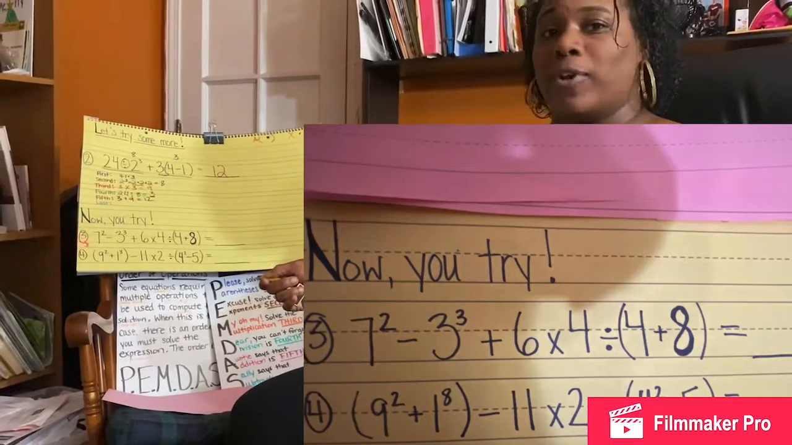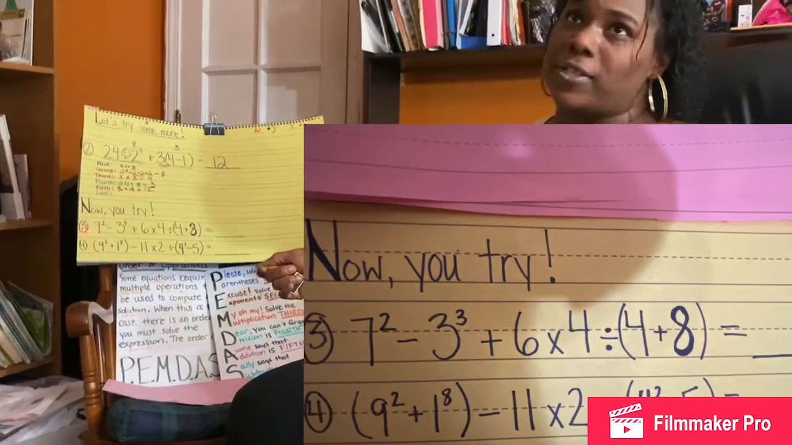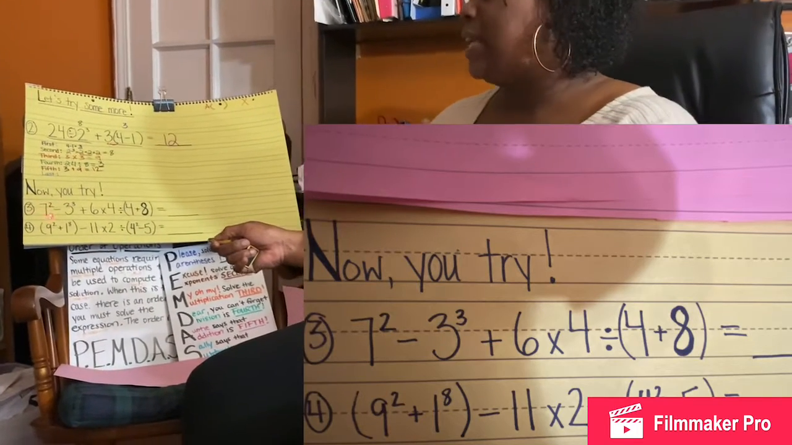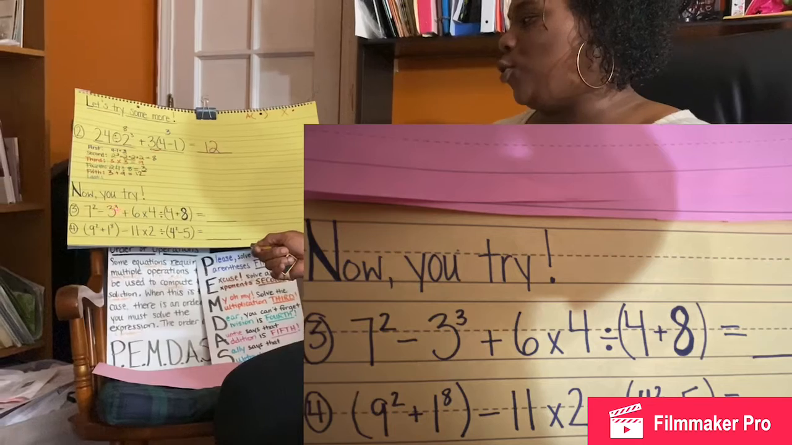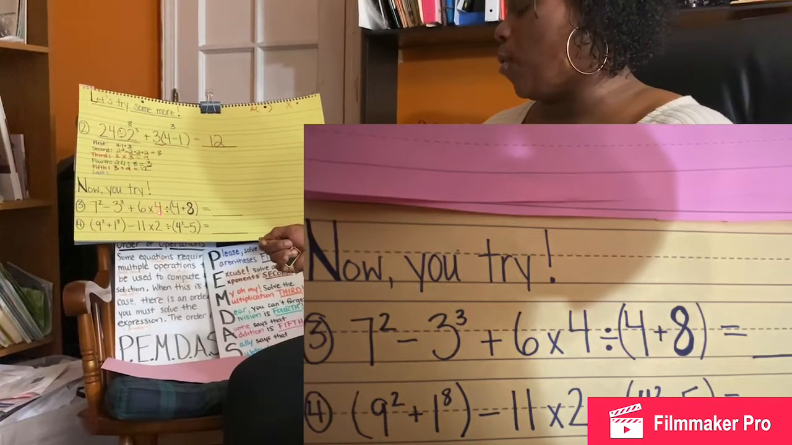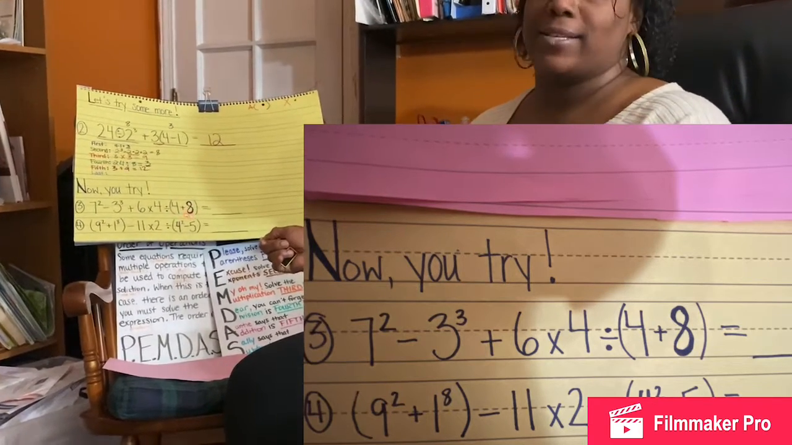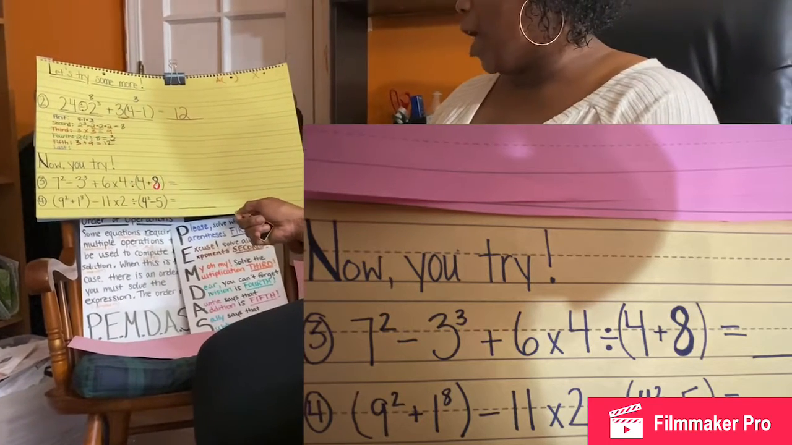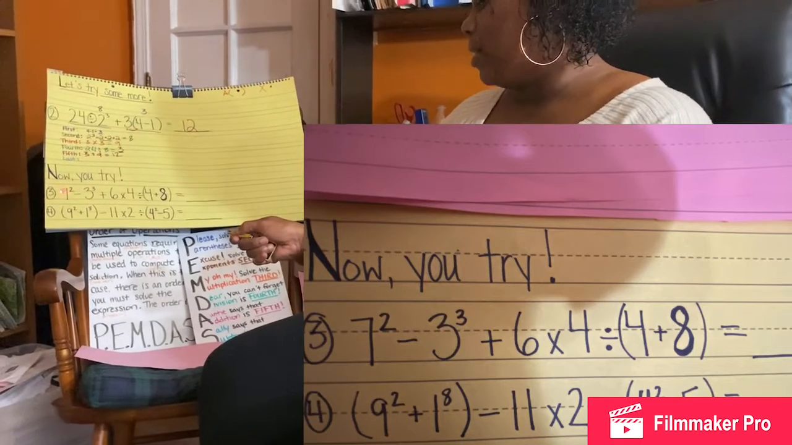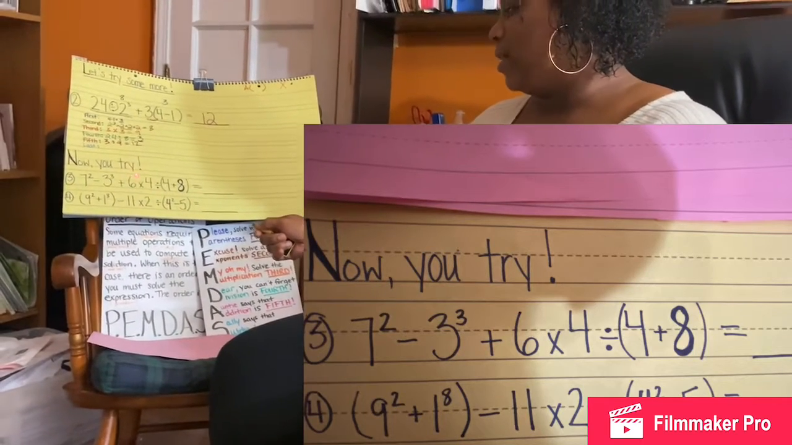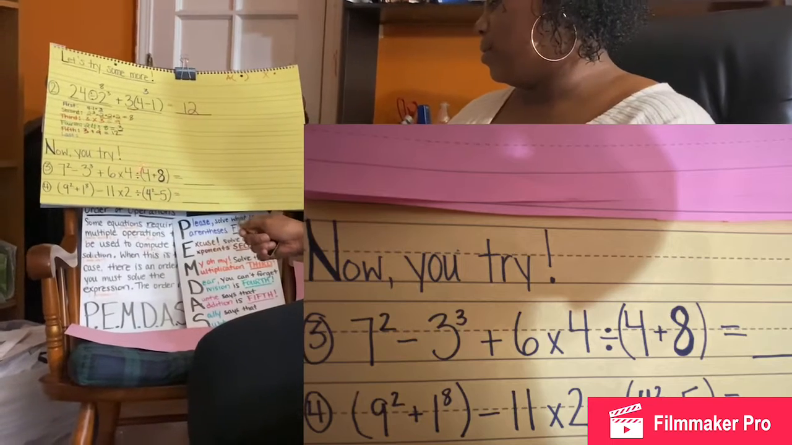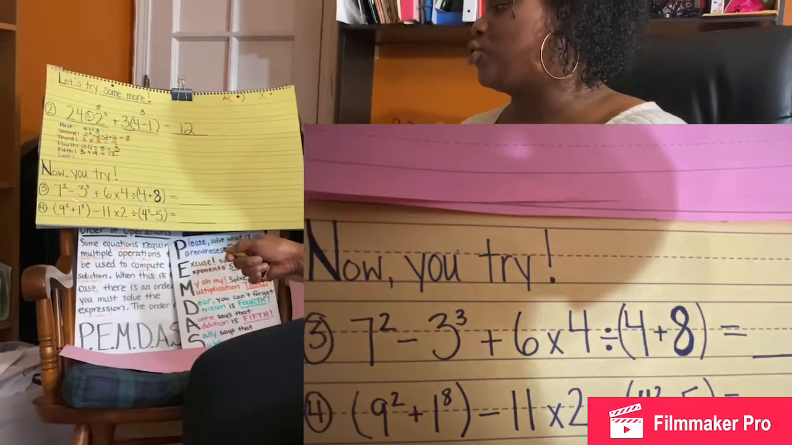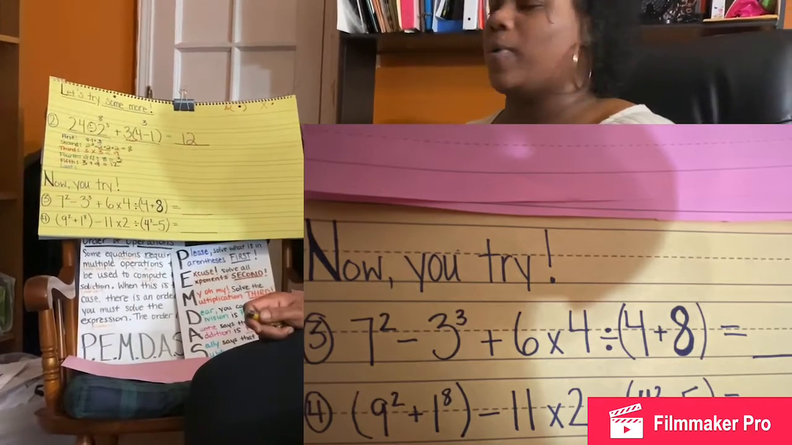The first of the problems that you're going to do on your own, but it's the third we're doing together, is 7 squared minus 3 cubed plus 6 times 4 divided by 4 plus 8. All right, I know it sounds like a lot, but you got it. Parentheses first. All right, then exponents, then multiplication, then division. All right, then you're adding, and then don't forget to subtract as well.